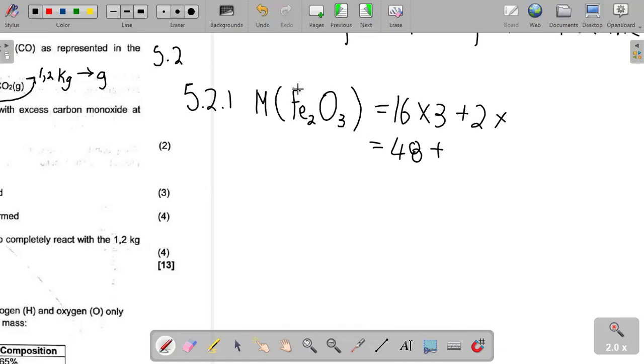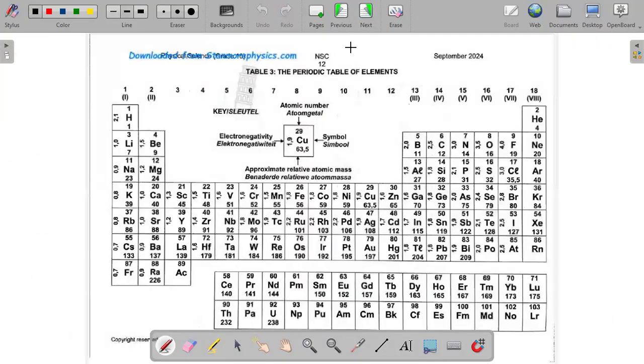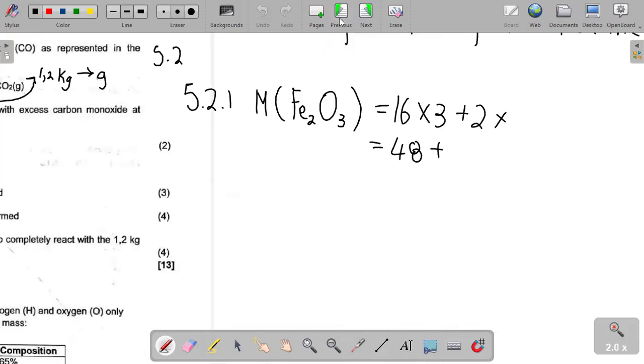So go look for the iron. It's 56. Fe. So we have 56 here. So it's going to be 2 multiplied by 56, then you add here, and get 160. So it's going to be 160 grams per mole.